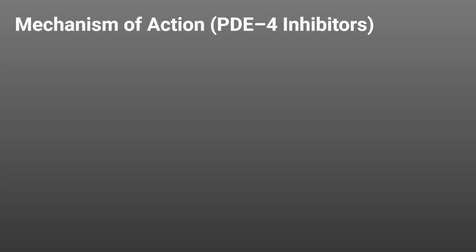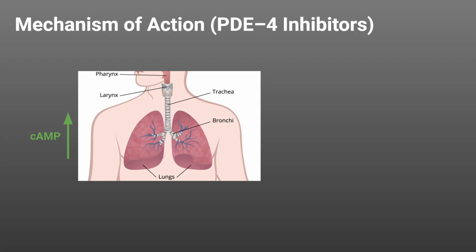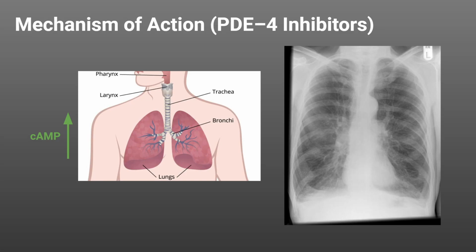Phosphodiesterase 4 inhibitors are stationary in the lungs and its surrounding vasculature. Essentially, its function remains the same by preventing the degradation of cyclic AMP, which leads to the accumulation of cyclic AMP in the pathway. This then decreases pro-inflammatory mediators, hence its function in COPD. Ultimately, this leads to the relaxation of bronchial smooth muscle. On the right, you can see a plain film chest X-ray of a patient with COPD.